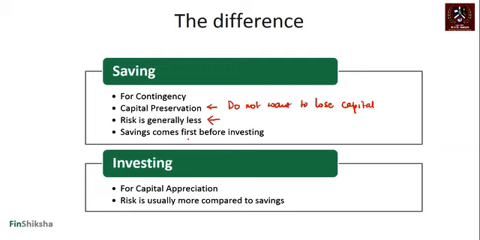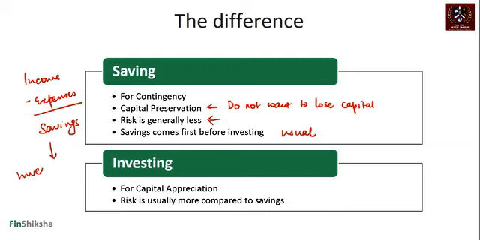Now savings also comes first before investing, usually. That's the usual connotation. So someone gets an income. Out of the income you subtract any kind of expenses, then you have some money that is left in your account. That's automatically a saving, and from the saving you could divert some stuff towards investments.